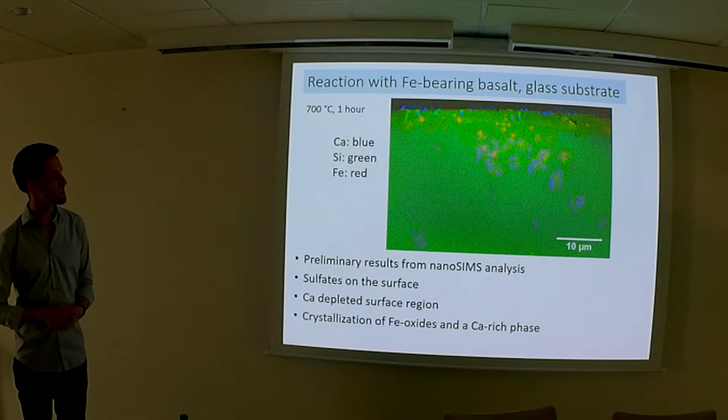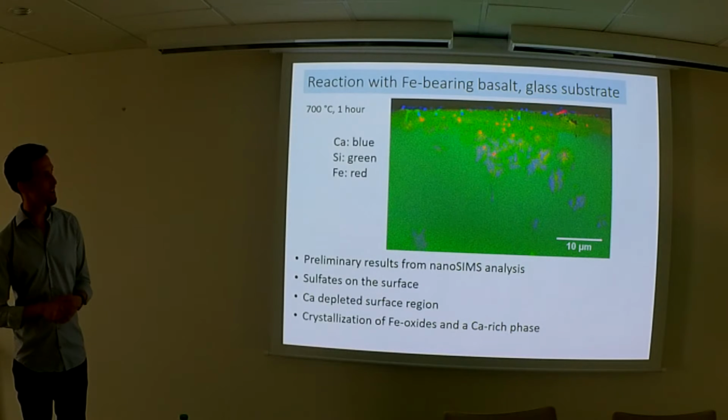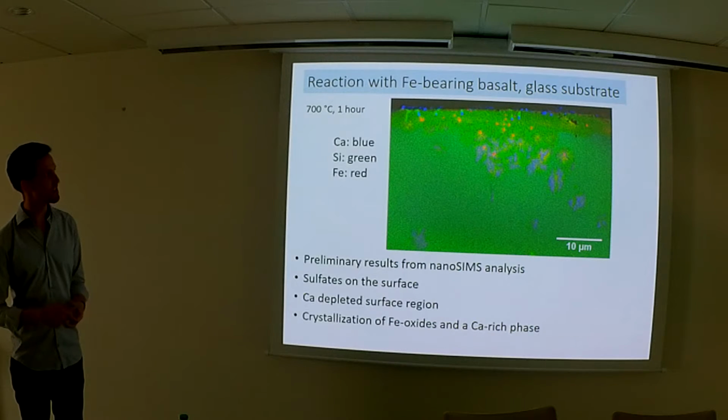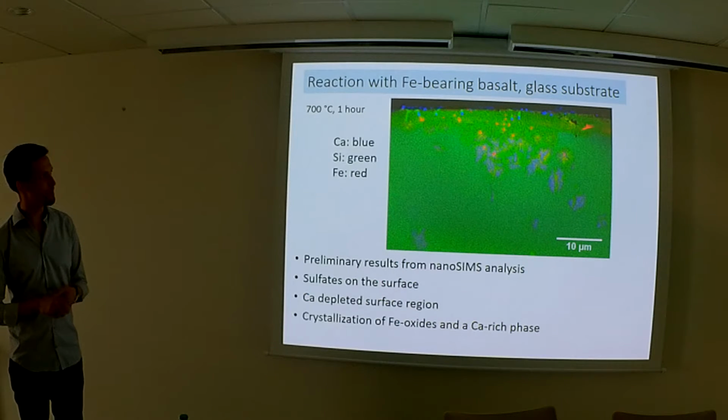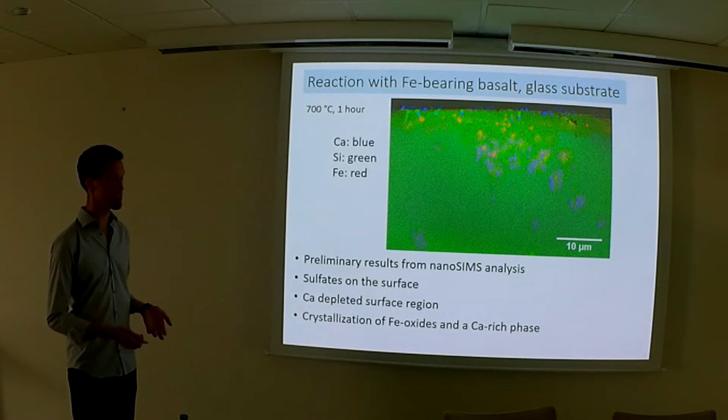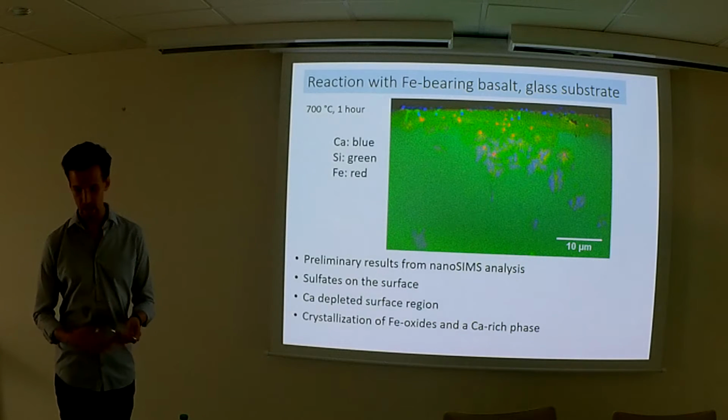In this case, silicon is shown in green, iron in red, and calcium again in blue. We see the thin sulfate layer on the surface, and we see crystallization of oxides, but also of some other calcium-rich phase in the substrate. But generally, if you look at this layer here, there is a slightly higher intensity of green relative to blue, which is an increased ratio of silicon to calcium, again showing this calcium-depleted layer.